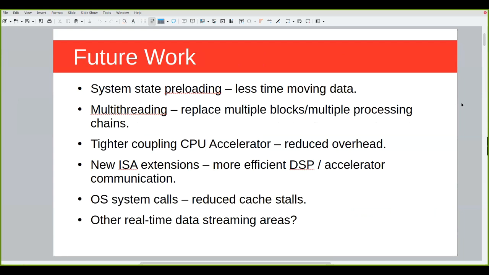Future work. This slide shows future ideas for how to improve this system. I'm working on a few of these for my second piece of work. Could more of the system state be preloaded so the CPU has less work to do when it wakes up? At the moment, the CPU wakes up and has to do various things like flushing caches. Could all of this be done for it so the CPU doesn't have to do it itself?